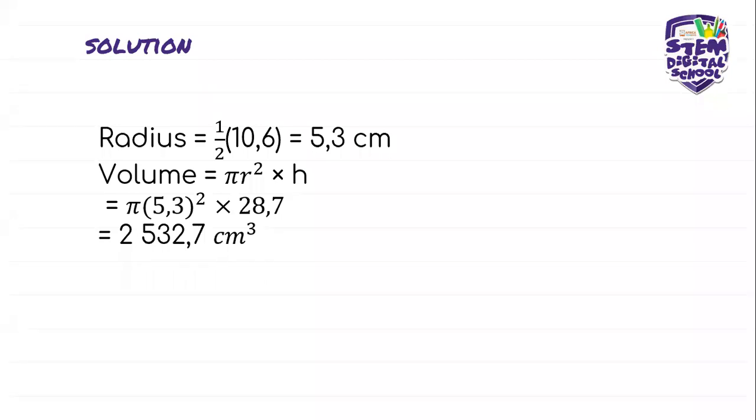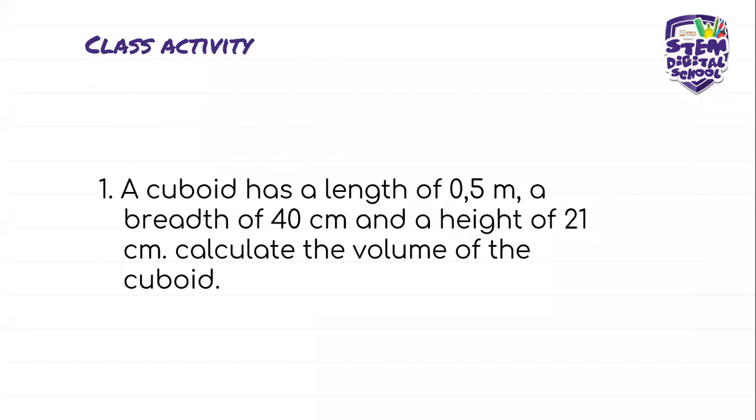Right, that's the first one. And of course, the second activity, I want us to look at the cuboid, which consists of the length of 0.5 meters. So you can see that we have got a cuboid. Remember, the cuboid is the rectangular prism. The length is 0.5 meters, and the breadth is 40 centimeters, and the height is 21 centimeters. So can we calculate the volume of this cuboid, given the fact that the length is 0.5 meters, and of course, the breadth is 40 centimeters, and the height is 21 centimeters.